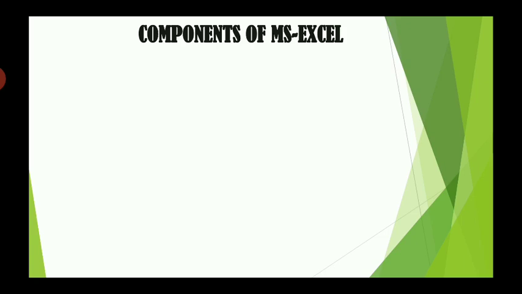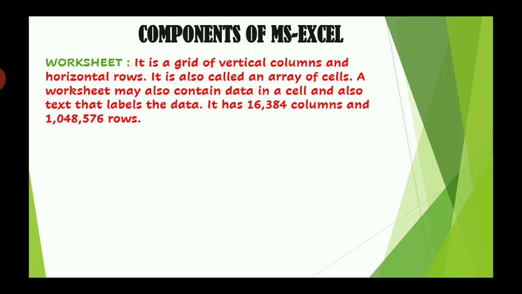Components of MS Excel. First component is worksheet. It is a grid of vertical columns and horizontal rows. It is also called an array of cells. A worksheet may also contain data in a cell and also text that labels the data.